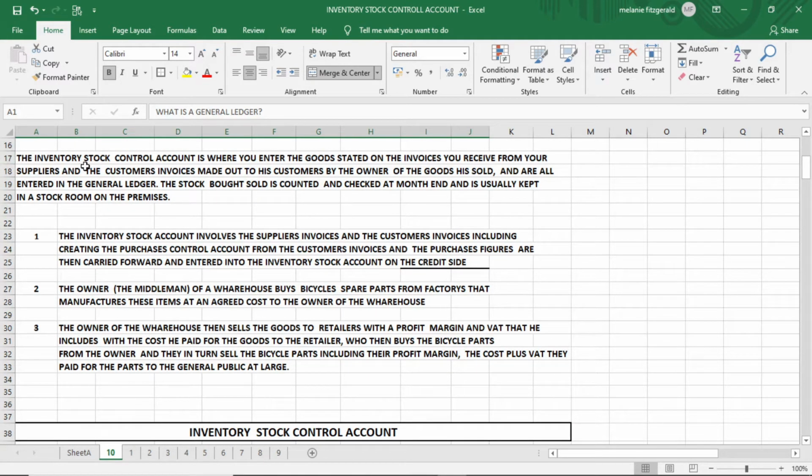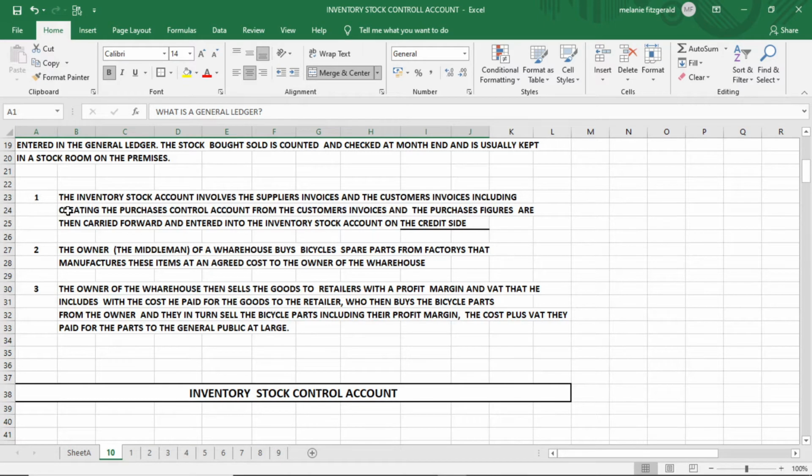The inventory stock control account is where you enter the goods stated on the invoices you receive from your suppliers and the invoices made out to customers by the owner of the goods he sold, and these are all entered in the general ledger. The stock bought and sold is counted and checked at the end of the month and is usually kept in a stock room on the premises. Really just a breakdown of how stock is brought in and sold.